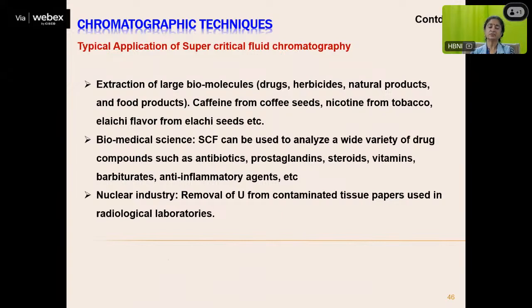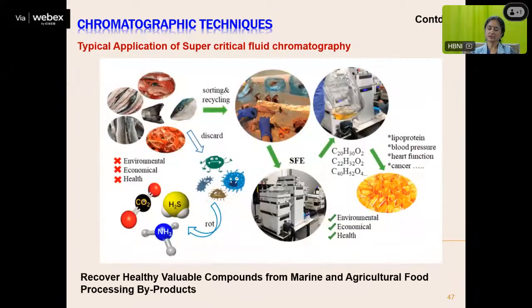In biomedical science, supercritical fluid can be used to analyze a wide variety of drug compounds such as antibiotics, prostaglandins, steroids, vitamins, barbiturates, anti-inflammatory agents, etc. And even in the nuclear industry, removal of uranium from contaminated tissue paper used in radiological laboratories is done by this technique. Now I wanted to give one picture of how supercritical fluid chromatography is used in industry.